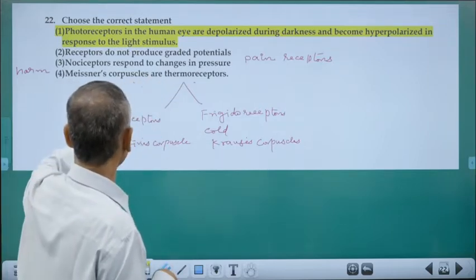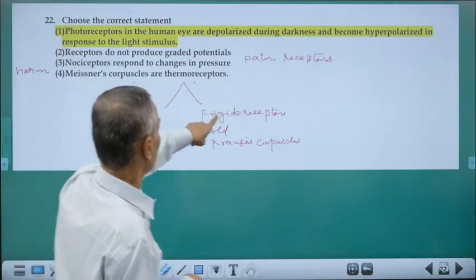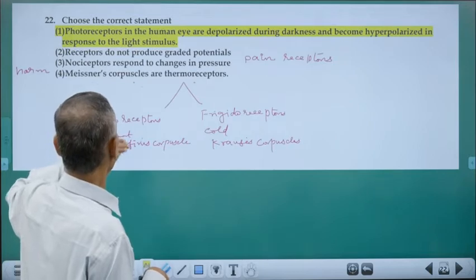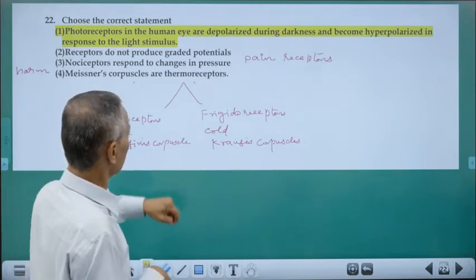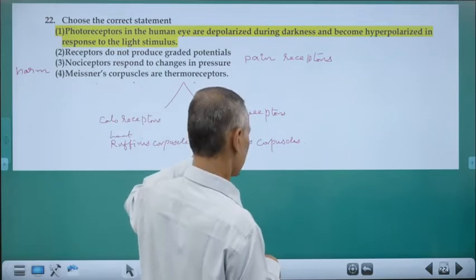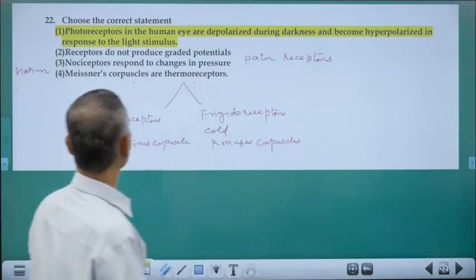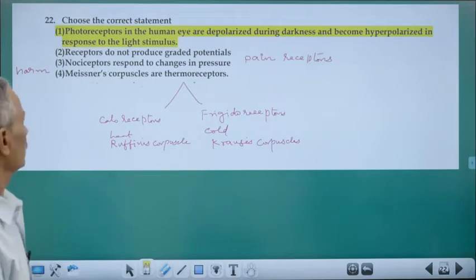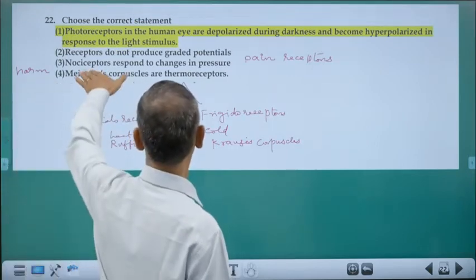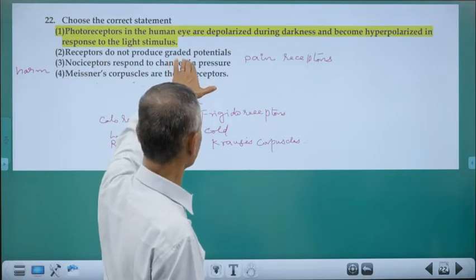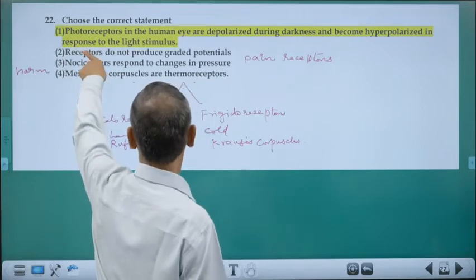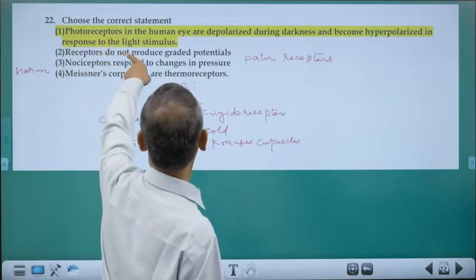See, thermoreceptors are caloreceptors and frigidoreceptors. Caloreceptors are responsible for recording the heat. They are Ruffini's corpuscles. Frigidoreceptors are receiving cold. Krause's corpuscles. See, there is a law called the all or none law in impulse conduction. So, the correct one is photoreceptors.